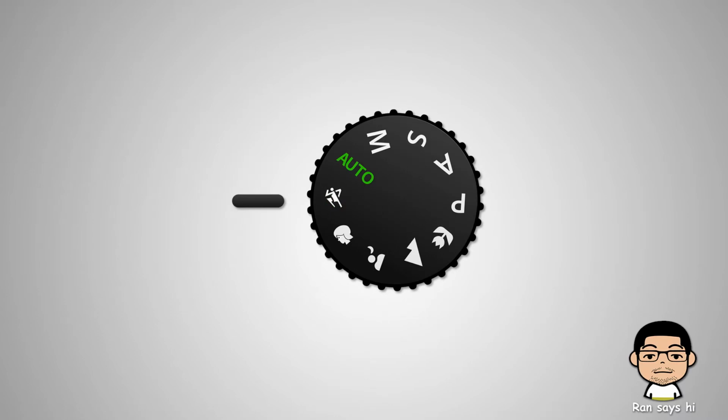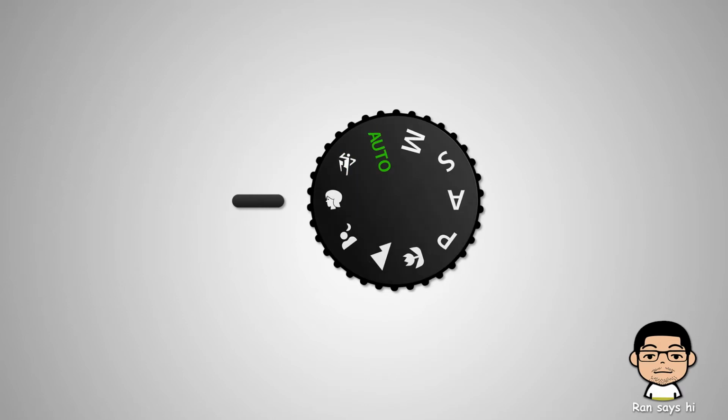This is the sport mode. In sport mode, the camera assumes that you're taking sports-related pictures, so it will choose a very fast shutter speed for you to freeze your subject. This is the portrait mode. In portrait mode, the camera assumes you're taking a portrait of someone who is probably 10 feet away from you. So with this in mind, it's less likely for the camera to get the picture out of focus.